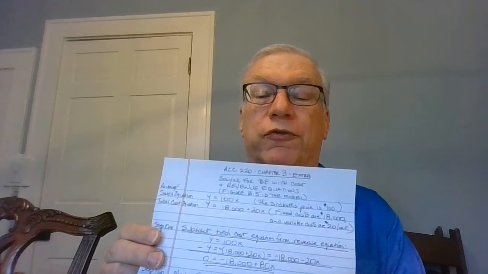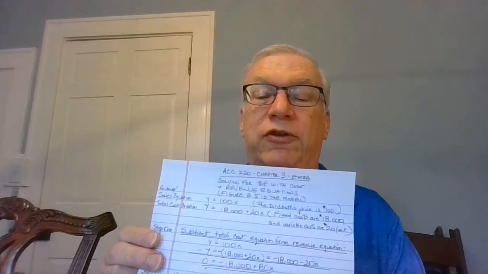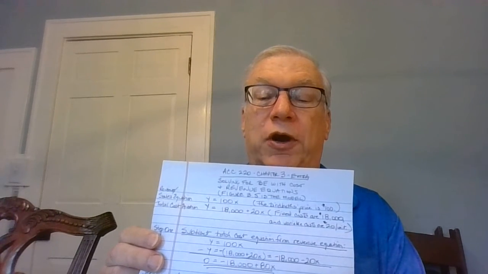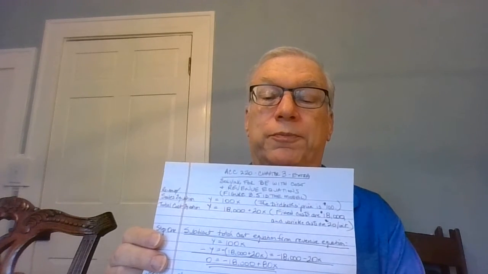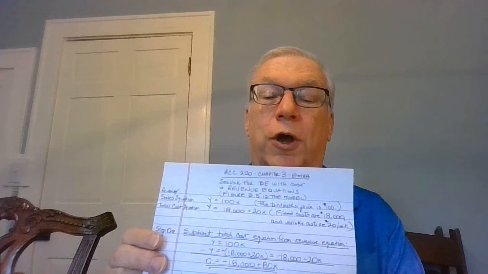Then we're told that the fixed costs are $18,000 for the period, and that the variable costs are $20 per unit. That gives us our total cost equation, which is y equals 18,000 plus 20x. So y equals 100x is our revenue equation, and y equals 18,000 plus 20x is our total cost equation.